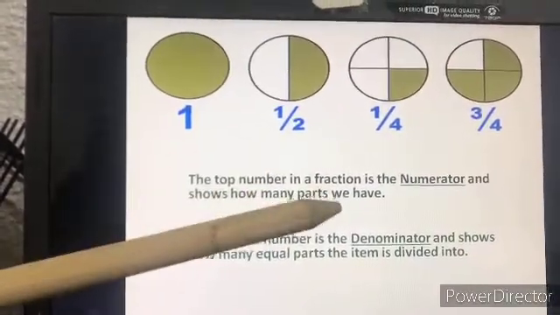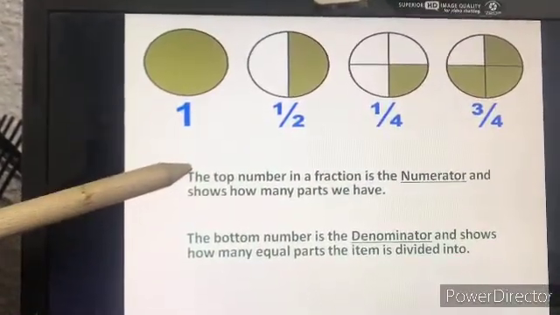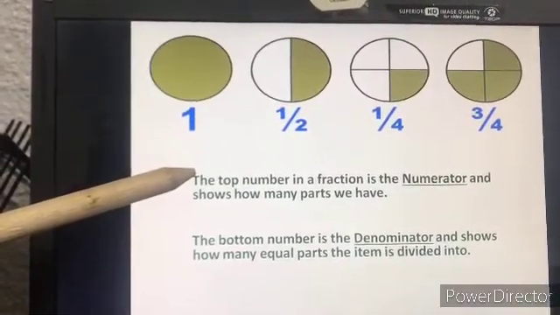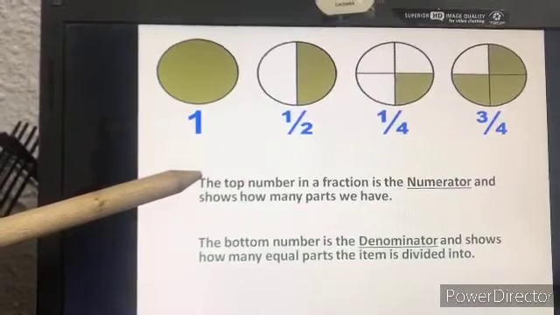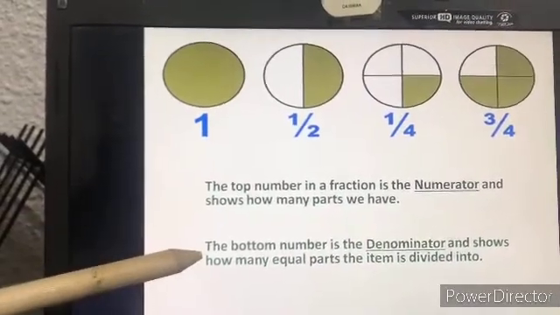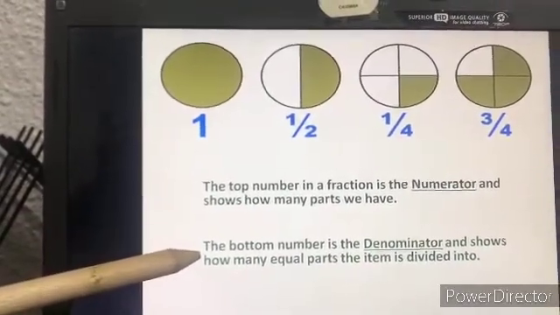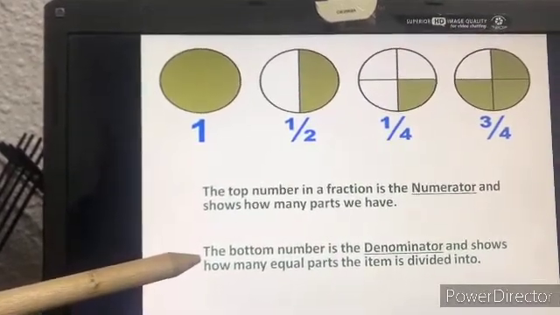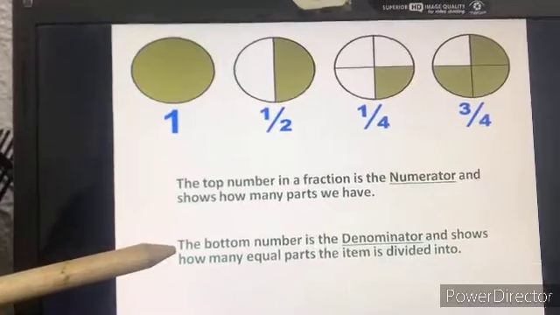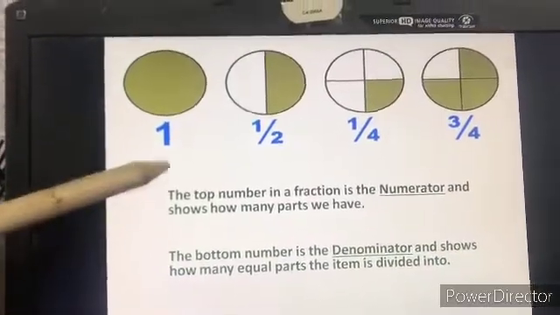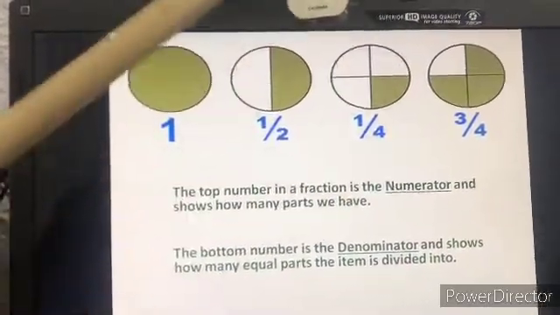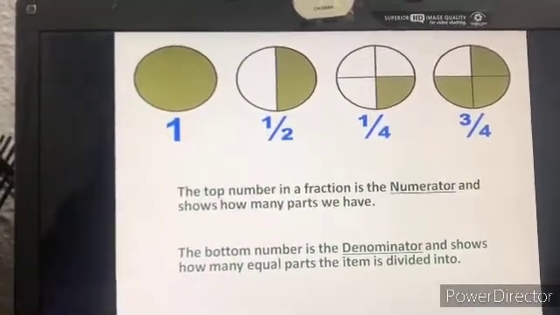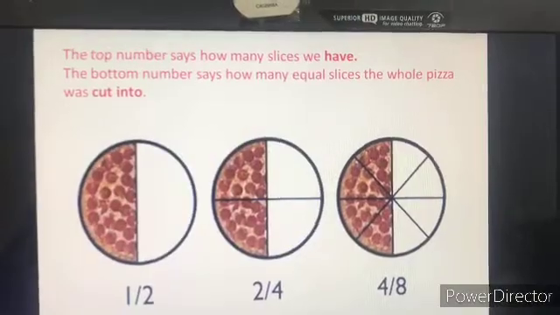Exactly, denominator. See, the top number in a fraction is the numerator and shows how many parts we have or we consume or we have left. The bottom number is the denominator and shows how many equal parts the item is divided into, or how many equal parts you have, and then the numerator shows how many are left or how many you have consumed. Yum! Pizza!